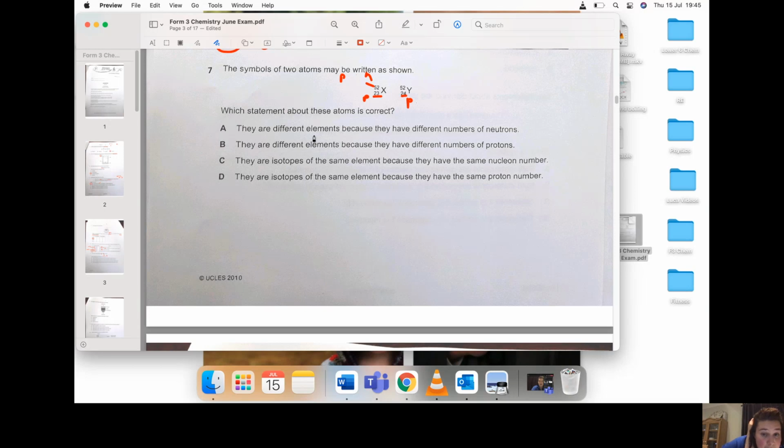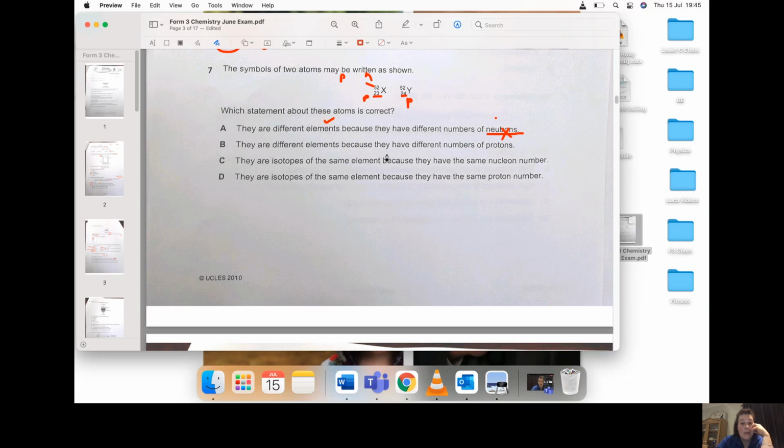They are different elements, so that is correct, but the reason is wrong because they have different numbers of neutrons. No, they are different elements because they have different numbers of protons. So the reason is wrong. The statement is correct. They are different elements. It's not because they have different numbers of neutrons. It's because they have different numbers of protons. And you will see that's B.